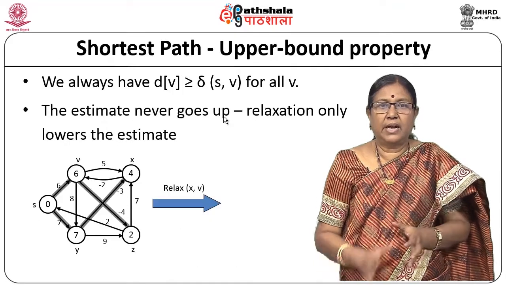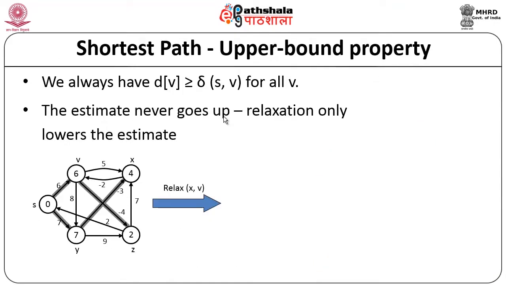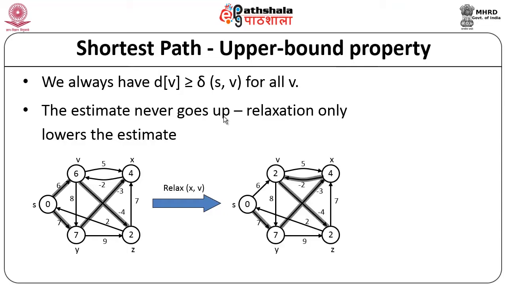Then we have the upper bound property. We always have that dV, the estimate, is greater than or equal to delta(s,v) for all v, because the minimum weight is the minimum weight. All other estimates will be greater than this. The estimate never goes up. Relaxation can only lower the estimate, it can never increase it. Okay, so this is relax(u,v). Initially you have s, v, and when we did that s to v, you changed the estimate to 2. We will come to this again in detail.